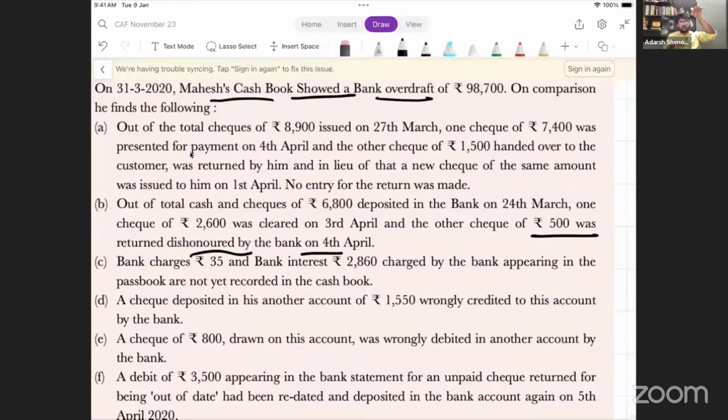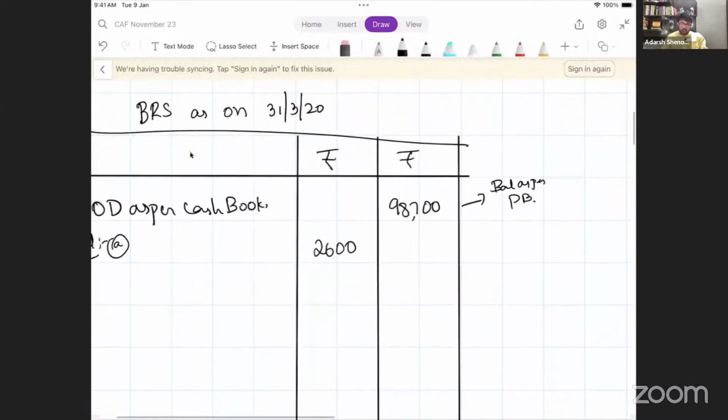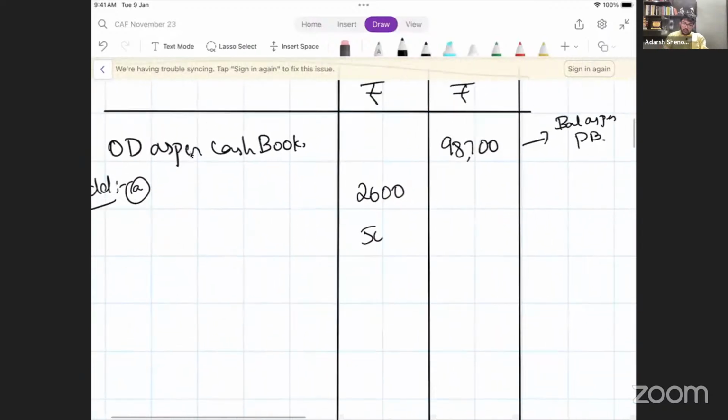So now what should we do? The starting point is passbook. So I will have to add this 500 as well. Can I combine and write this? Yes, you can. No problem.